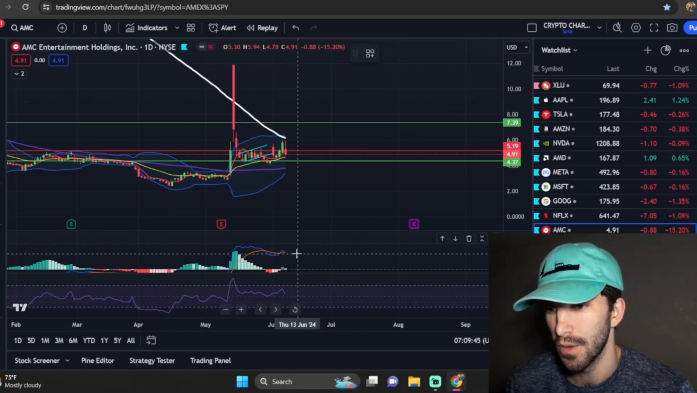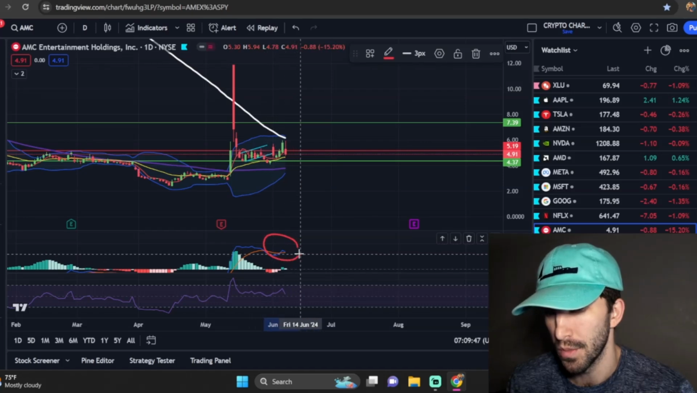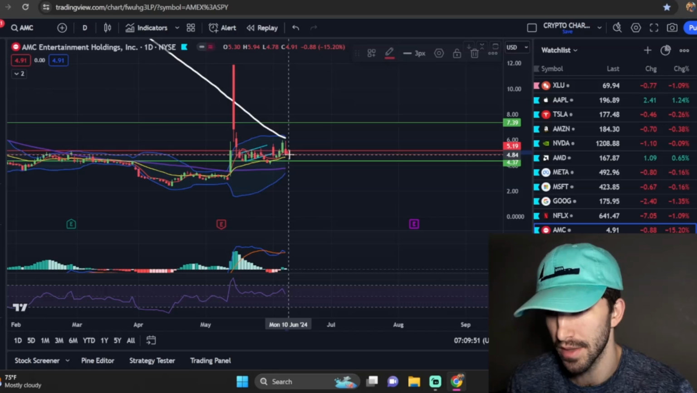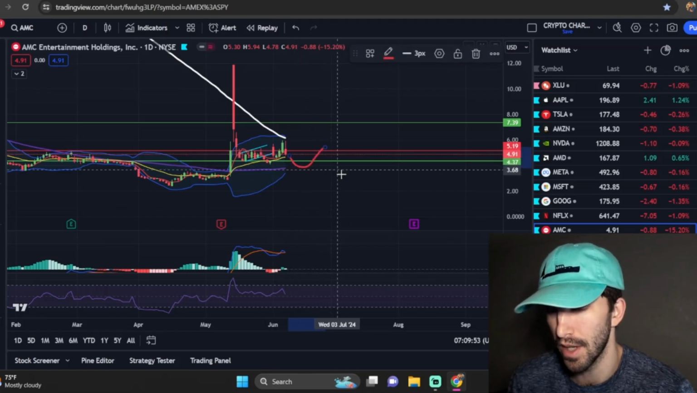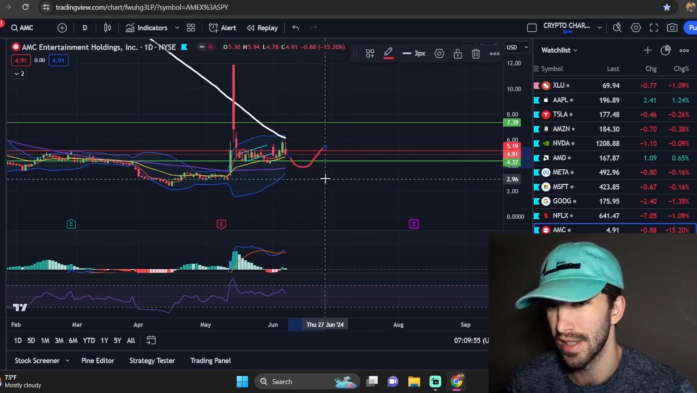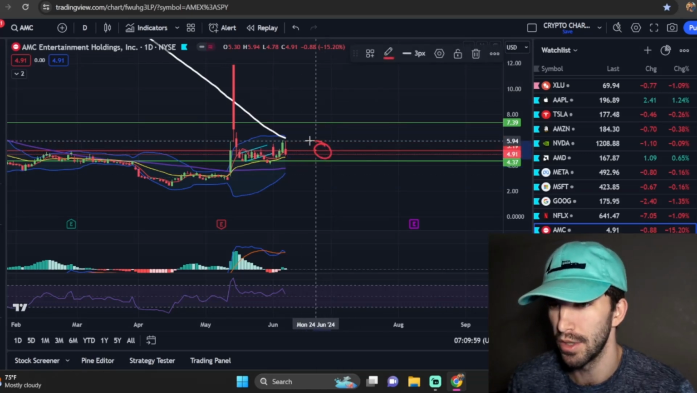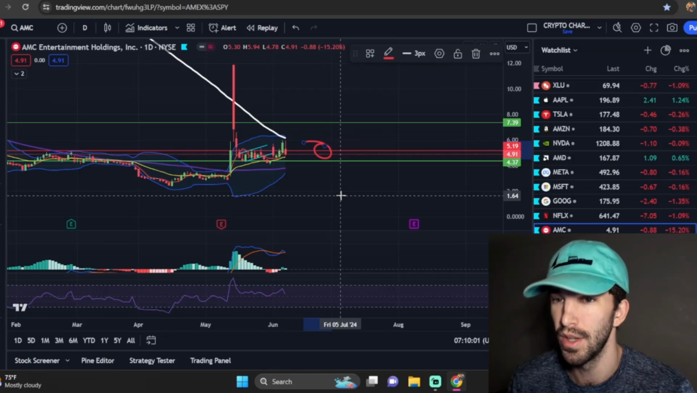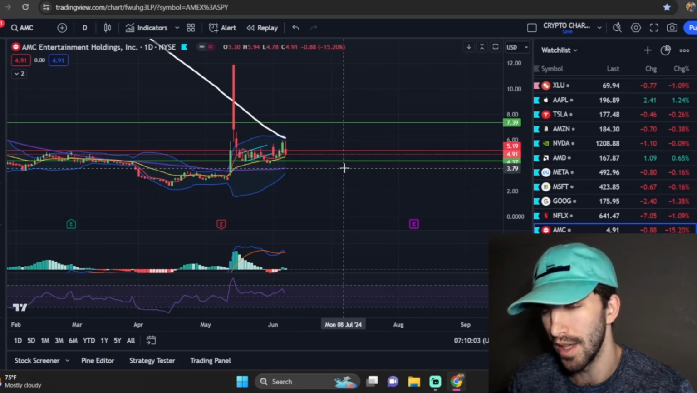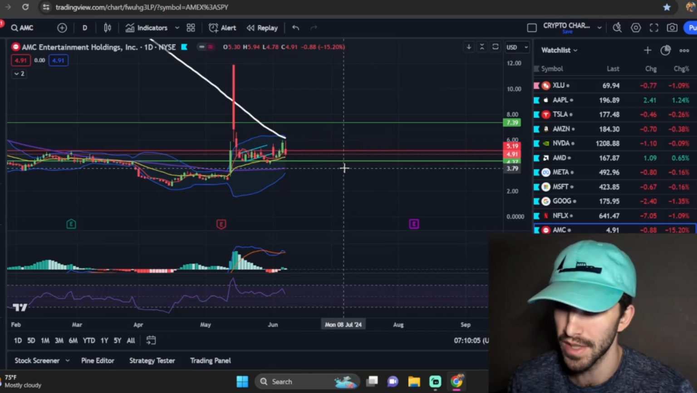On the daily scale for AMC, what do we notice? Well, this right here is trying to curl over. So if we see weakness here, this might not be the moment, but if that just turns right back around, then we can see some big positivity for AMC. We're going to get a new level for this week to pay attention to. This level of 519 was the weekly expected move upside for AMC.